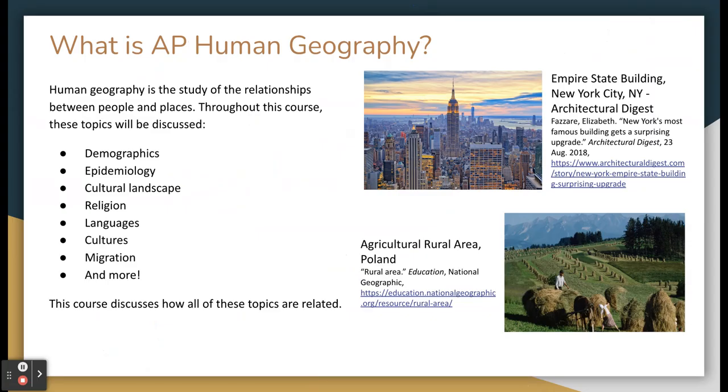To begin, what is AP Human Geography? Human geography is the study of the relationships between people and places. Throughout this entire course, these topics will be discussed: demographics, epidemiology, cultural landscape, religion, languages, cultures, migration, and much more. We'll also discuss and cover how all of these topics are related to each other.